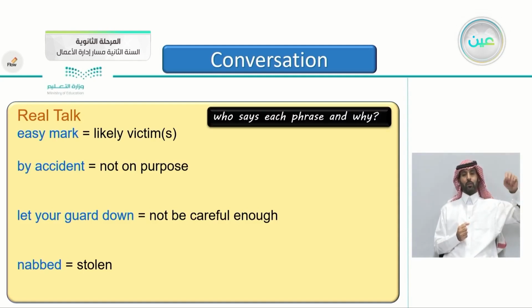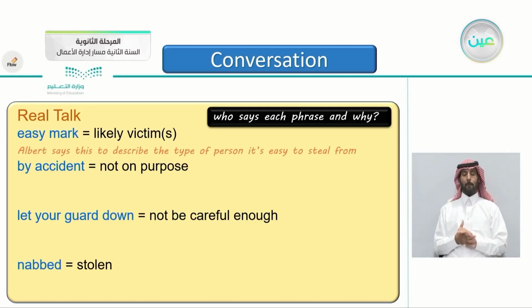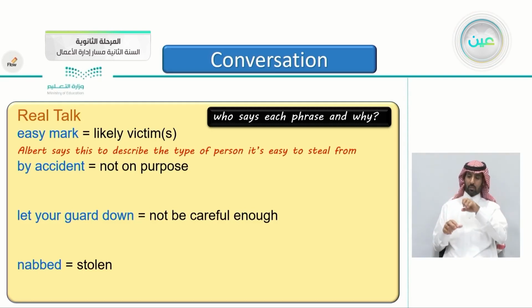So before we continue, who says each phrase and why? The first phrase, an easy mark. Who says the phrase here? Very good. Albert says this to describe the type of person it's easy to steal from. And he exampled here the tourists because they're always looking at the buildings.